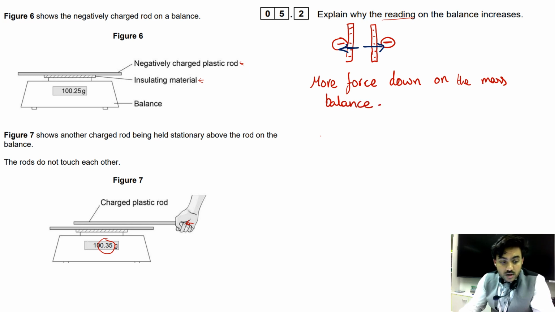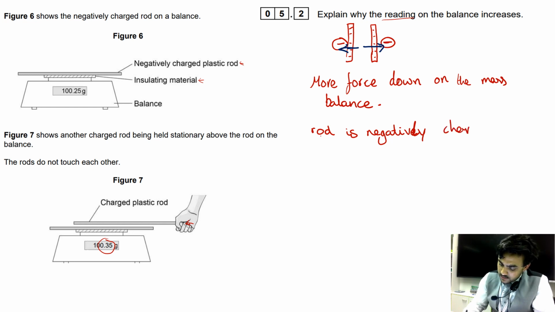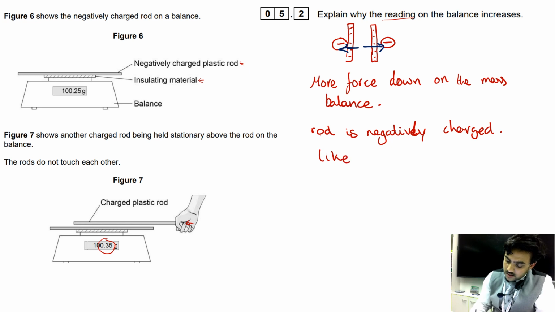Where does more force come from? From the fact that the rod is negatively charged, and like charges repel. That's it.